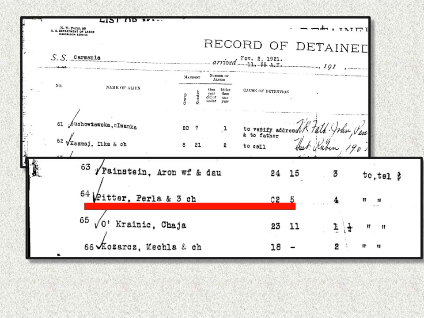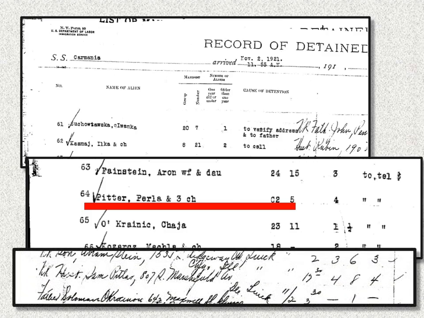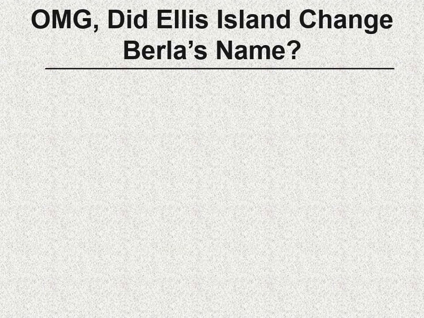And she was detained because she didn't have enough money to get to Chicago. It says to telephone money. And who actually picked her up? Well, you can see. It says husband, Sam Pitler, from Chicago, Illinois. Oh my goodness, did Ellis Island change Burla's name? Is that possible? You know that I have an interest in the name change belief.